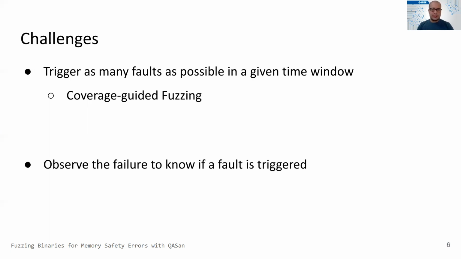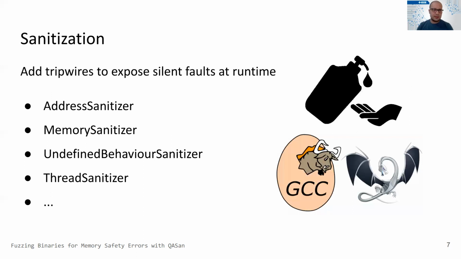Another challenge is that many bugs are not failures. For instance, a heap overflow of just one byte typically doesn't crash the application. So the fuzzer can trigger the bug, but cannot observe that the bug was triggered. So we need some tripwires to uncover this type of silent bug. Here come the sanitizers, which are compiler-based instrumentation that uncover this type of bug.